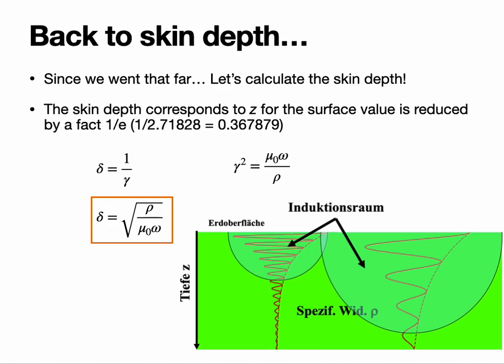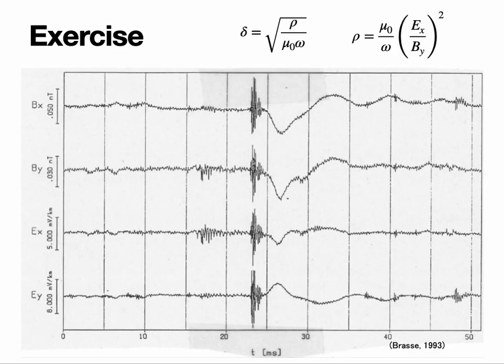So now we can go back to the exercise. In the exercise that you're going to have to do, I will provide you a recording. So in this recording, you will have 4 components, Bx, By, Ex, Ey, measured at one station in Sudan. And you will be basically asked to evaluate the skin depth and the resistivity. And for this, you can use the two formulas that were just derived in the previous slide.